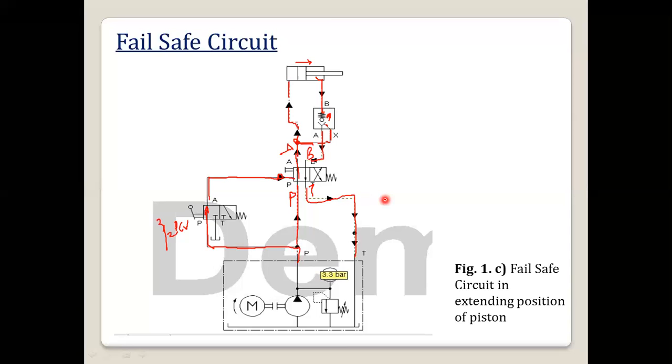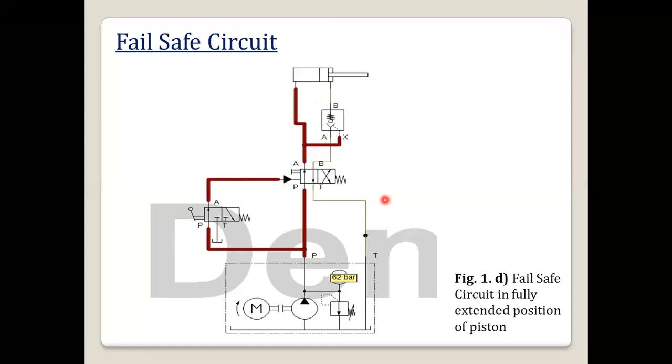In this way the complete extension of the cylinder, that is the piston, will be done by using the 3x2 valve. When the piston is fully extended, you can see here that the pilot line is operating to this 3 by 2 DCV, and also to this 4 by 2 DCV.